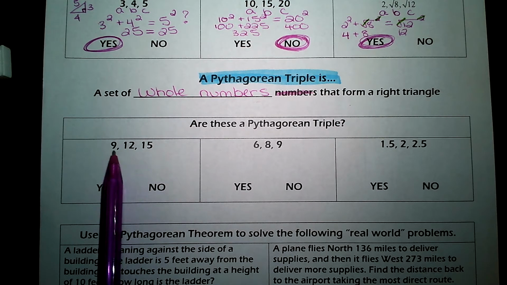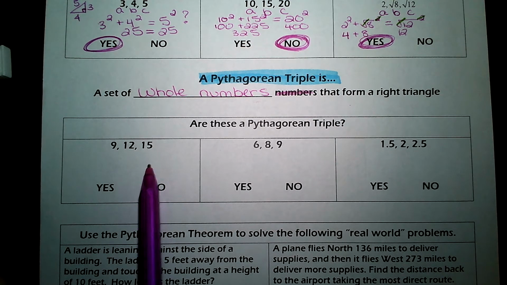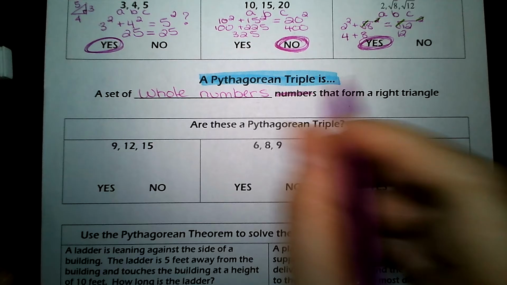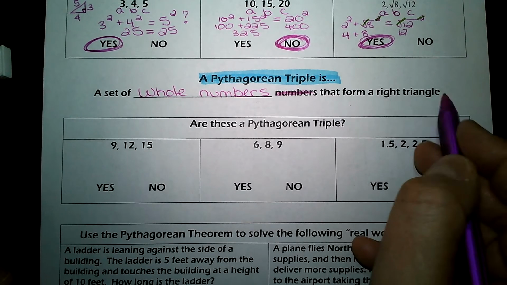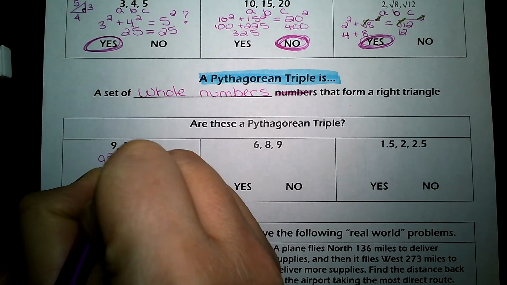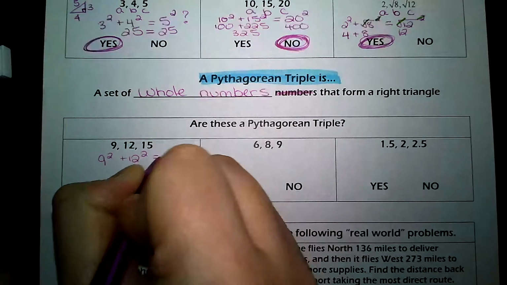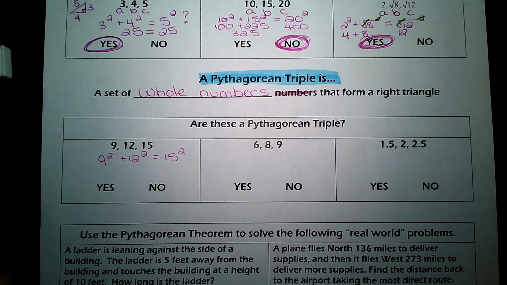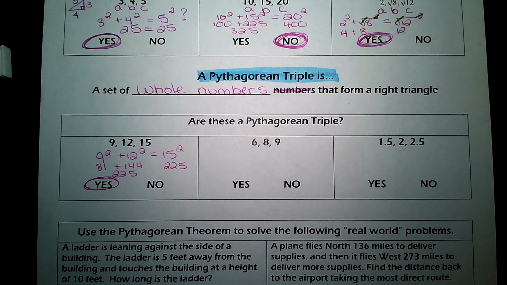Are 9, 12, and 15 whole numbers? Yes. So we have to check them. Do they work in the Pythagorean theorem? Do they form a right triangle? Is 9 squared plus 12 squared equal to 15 squared? Take a moment and decide. I hope you decided yes.